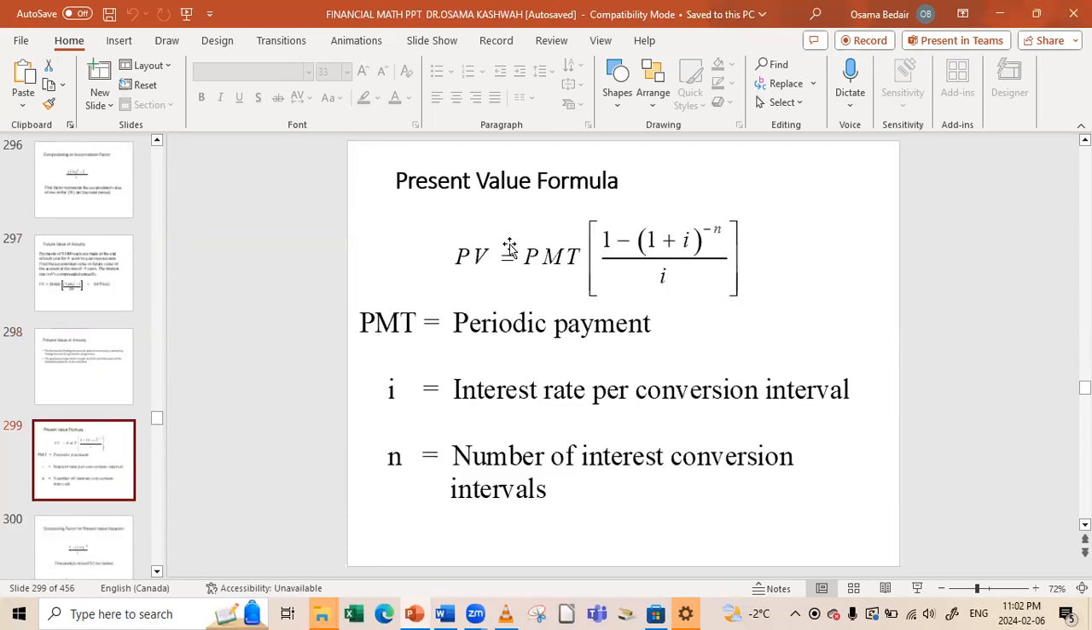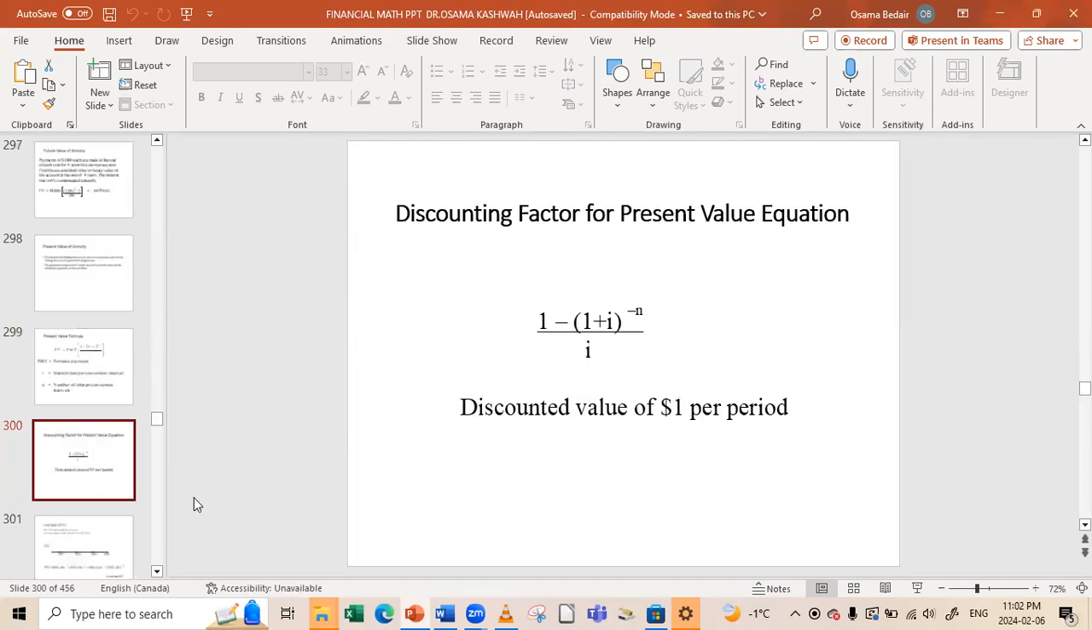What about the present value? The present value equals the amount which is deposited, the annuity, multiplied by 1 minus (1 plus interest) to the power minus n, divided by the interest rate. So it will be the amount, the interest rate for the interval, and n, the number of interest conversion intervals: how many times I went to the bank, how many times I deposit.